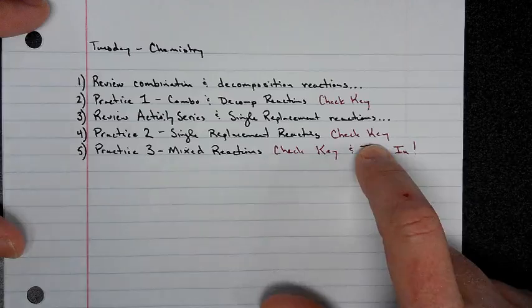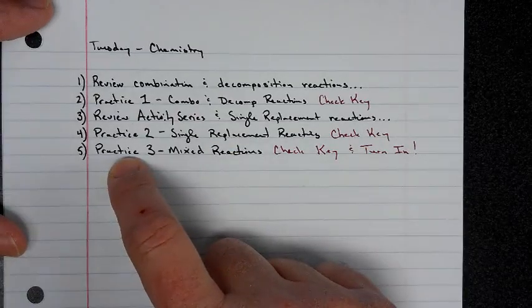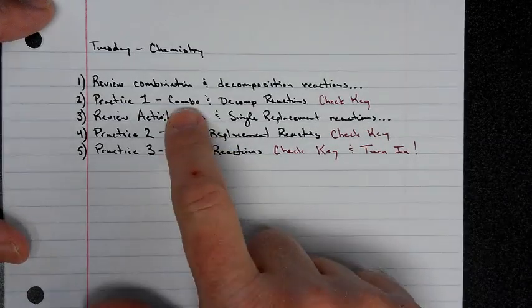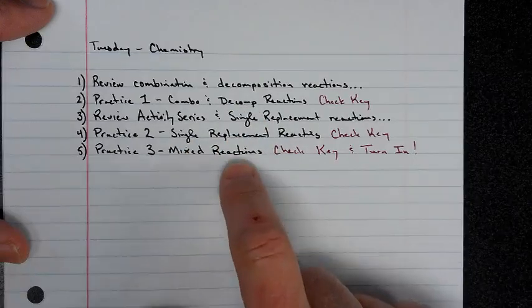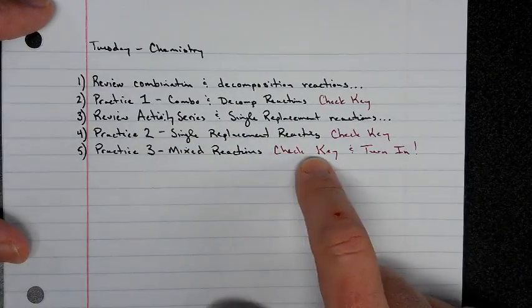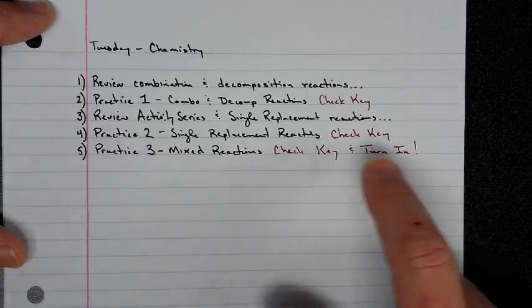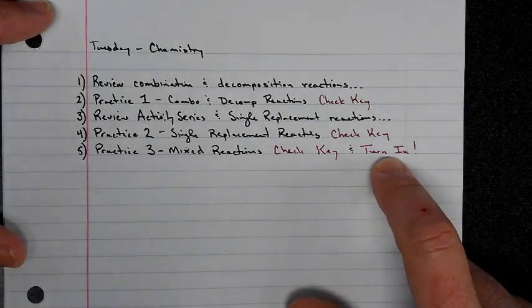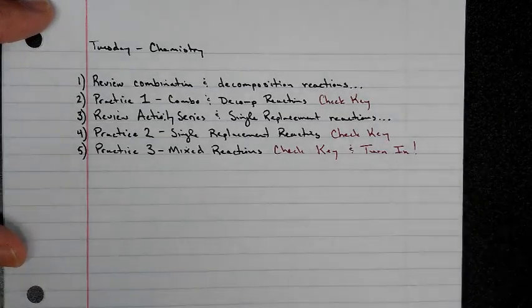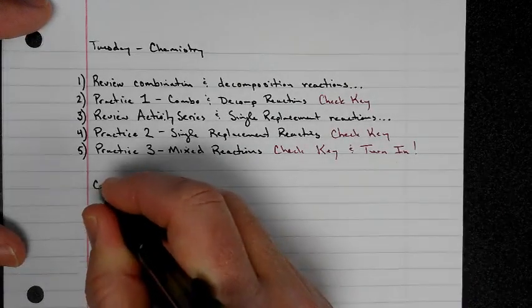You'll check your key. When that's finished, you'll complete practice 3, which is a mix of combination, decomposition, and single replacement reactions. When that's finished, you'll check the key. You'll correct anything that needs to be corrected, and you'll turn it in. Let's begin by working on combination reactions.